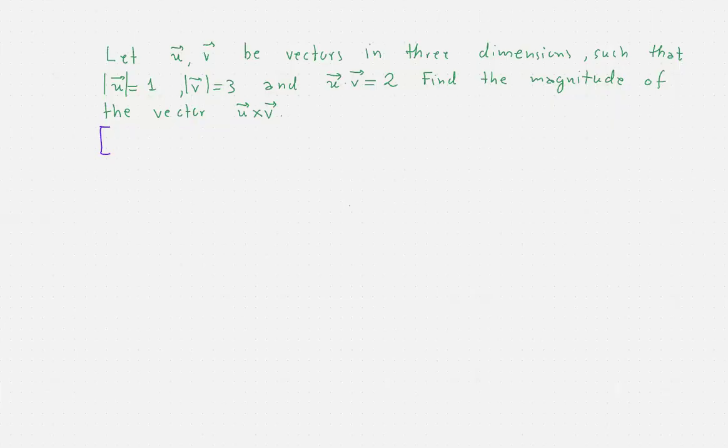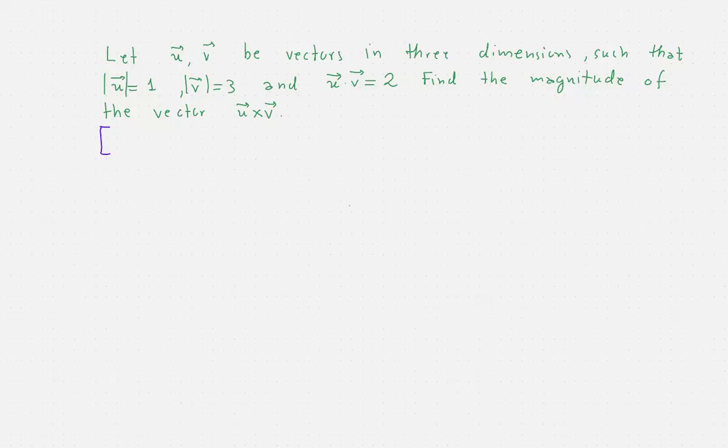This is a very interesting problem. We have two vectors u and v in 3 dimensions with magnitudes 1 and 3 respectively, and whose dot product is u dot v. With this data, we would like to compute the magnitude of the vector u cross v.